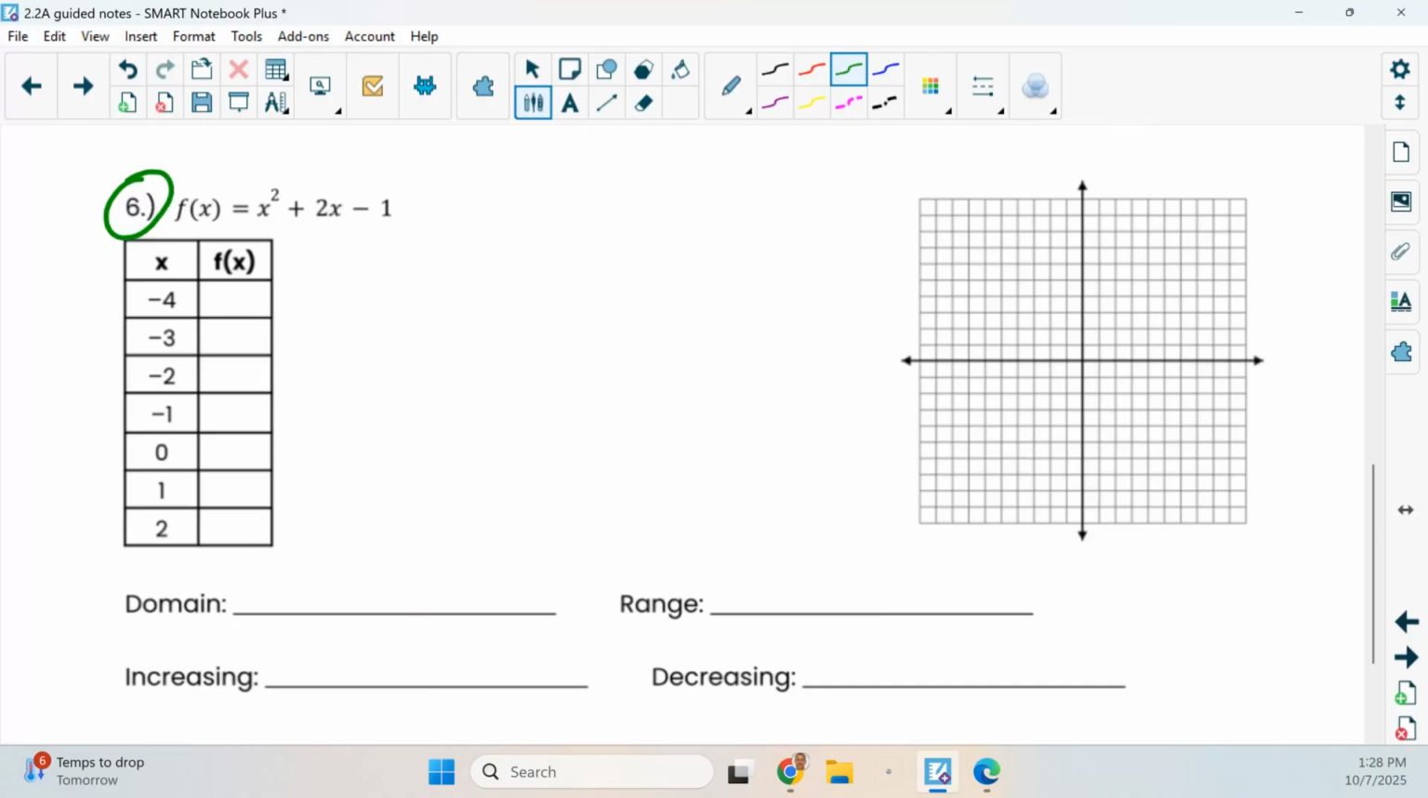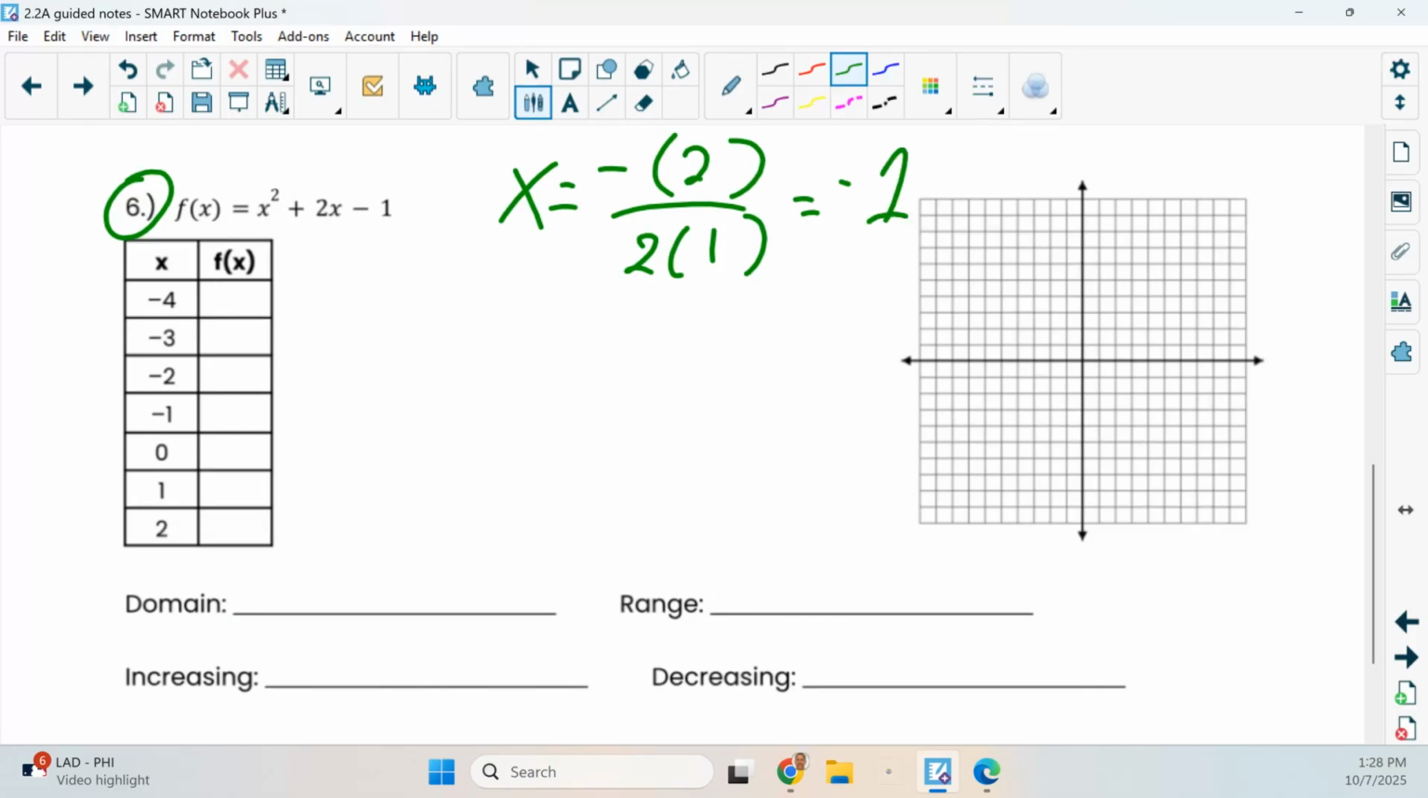What form is this one? Standard form. I would like to start with the vertex, so I'm going to find it. Opposite of B, what's my B value? Over 2 times A, what's my A value? Which is -2 over +2, which is -1. There's the x-coordinate of the vertex.